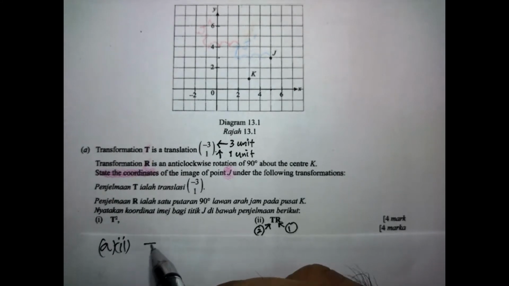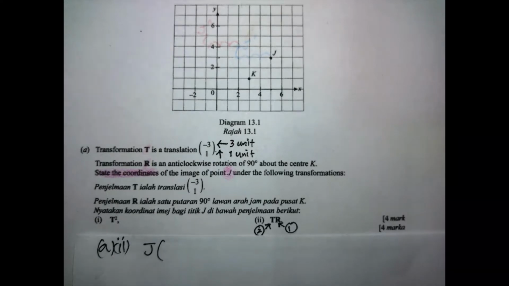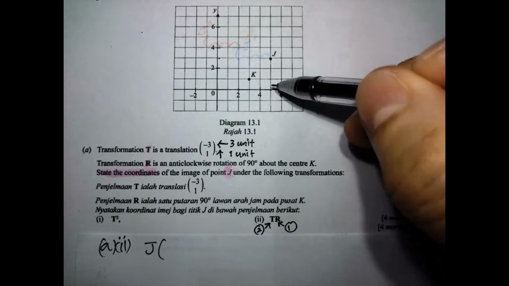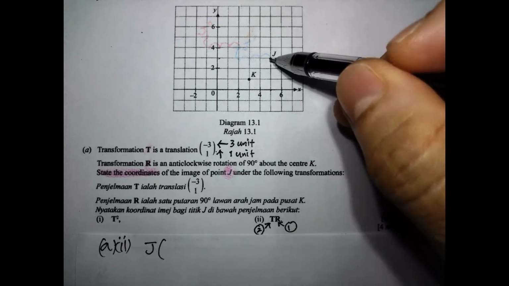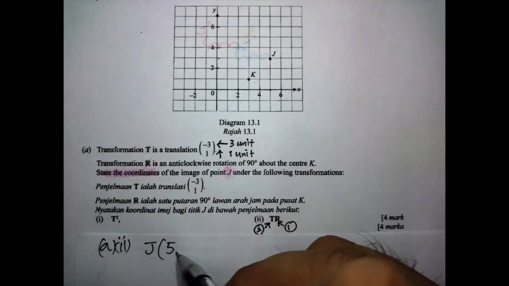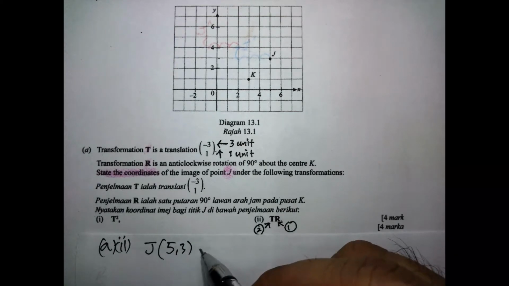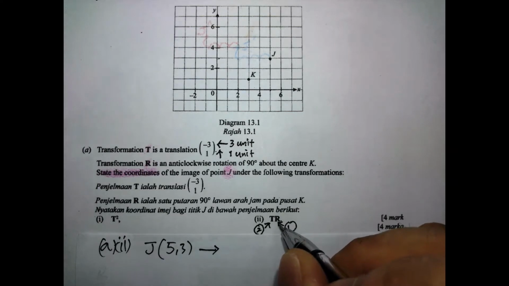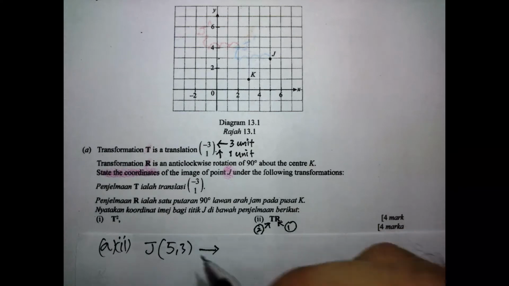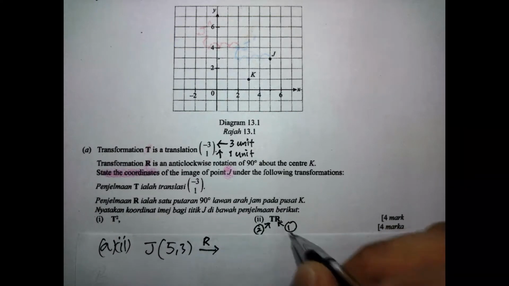Okay, J, look for the coordinate J first. Still the same J, so 5, 5, 3. So now we do the first one, which is R first. Because the second alphabet will be done as the first step. So always do the behind first.